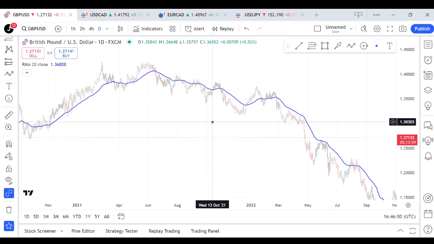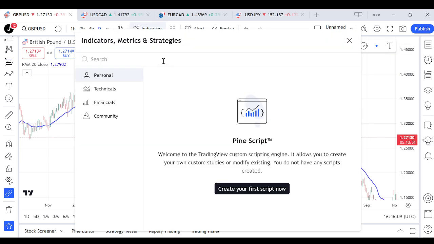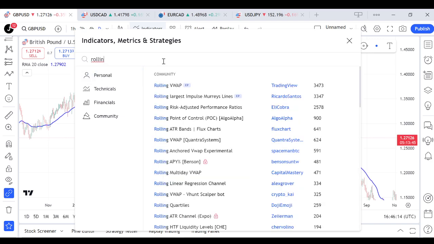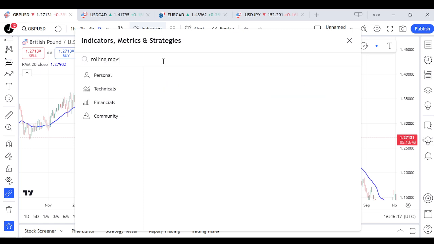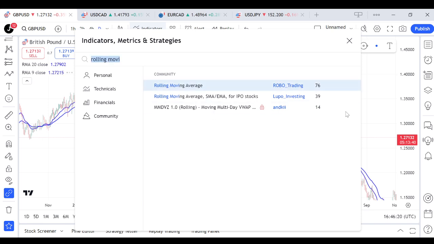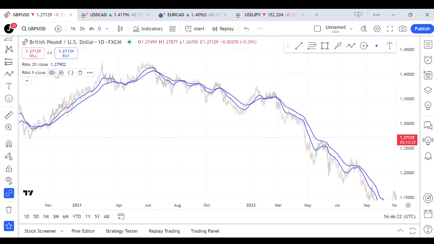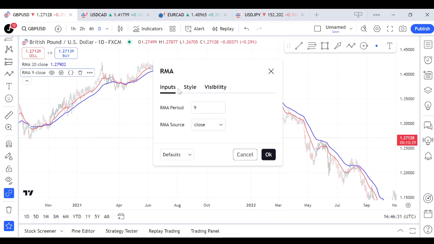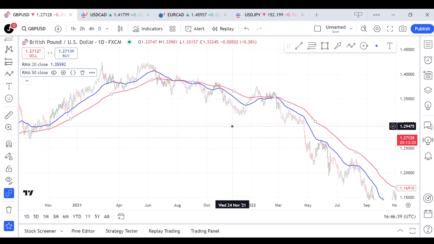So a simple yet effective strategy involves using two RMAs of different periods. So I'm just gonna add a second rolling moving average, and we have two. One of them is gonna be red in color, which is the 50-day moving average, and the 20-day moving average is going to be blue in color.